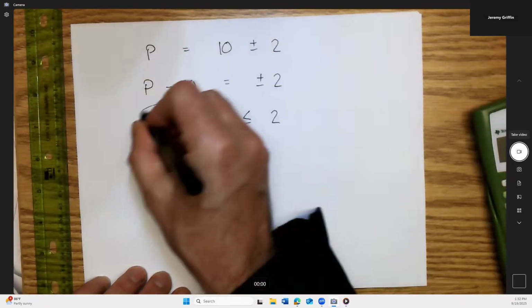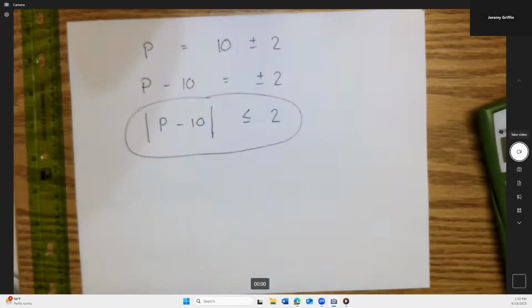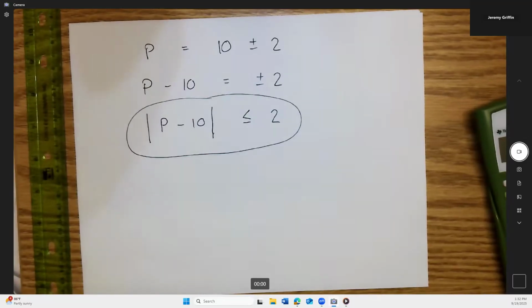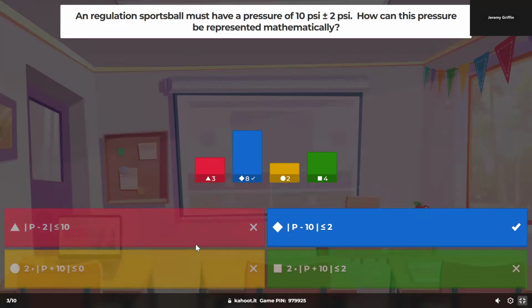Aha. That should be the answer right there. So that should be anywhere from 8 to 12 psi inclusive. So it could be 8, could be 12. Kind of borderline there. Yeah, guys good? Who's winning?